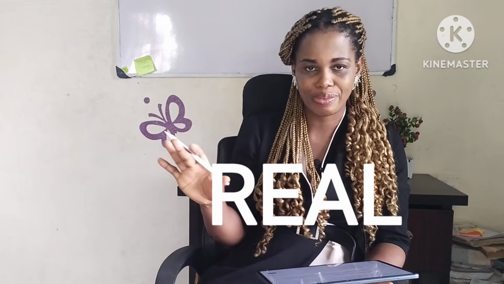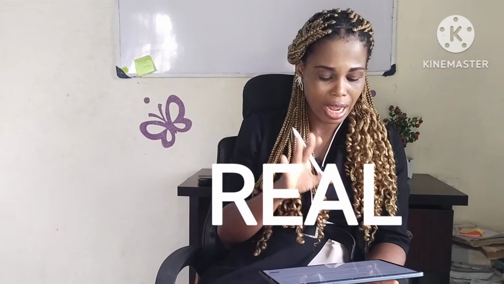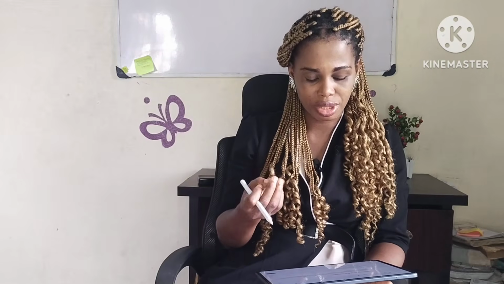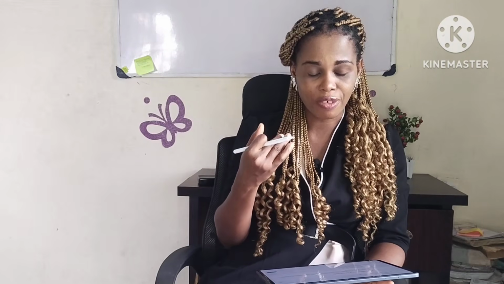Now, to write a very good informal letter, there is a formula for it, and this formula is called REAL. I will explain this formula. R stands for reaction, E stands for emotion, A stands for anchor, L stands for launch.